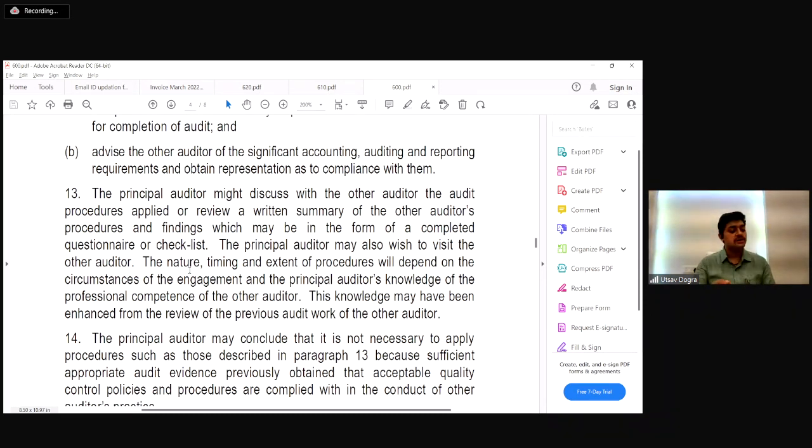and he can ask for the same in questionnaire format or checklist format, and what was the nature, time, and extent of the procedures that have been put in for relying on the other auditor's audit report, and what knowledge has been enhanced from the review of the previous work of the other auditors. So you can look into all of it.